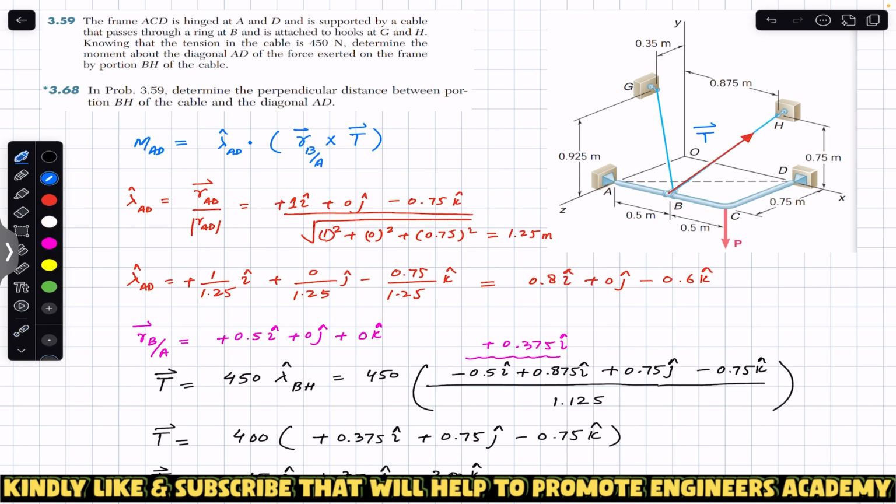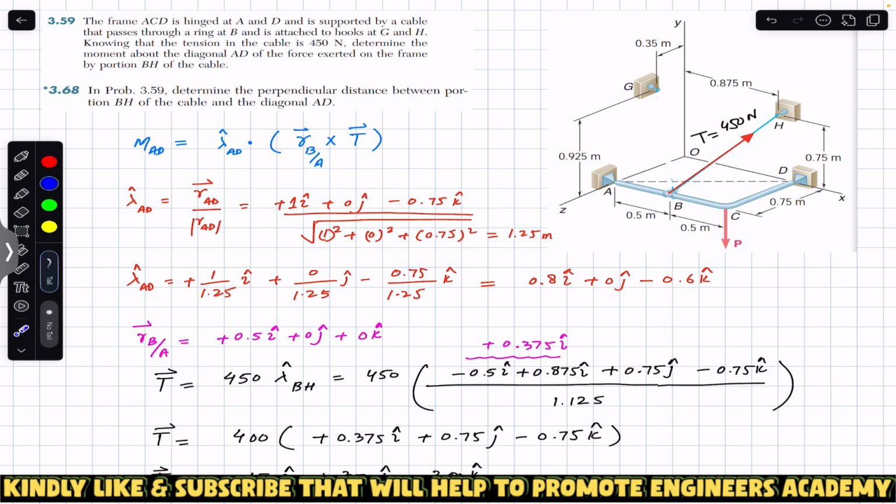So let me erase the B to H part of the rope. For this particular problem we are not going to consider this part of the cable or the tension in this part of the cable. We are only interested in the tension which is acting from B to H, which has a magnitude of 450 Newton. So let me write the magnitude of this tension. This magnitude of the tension is 450 Newton from B to H.